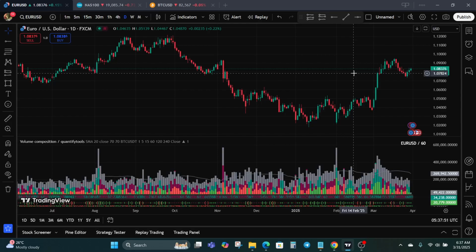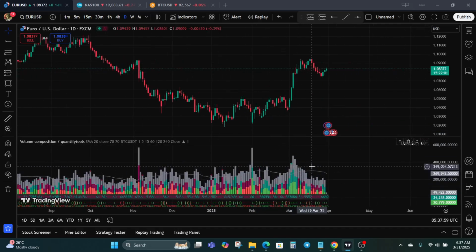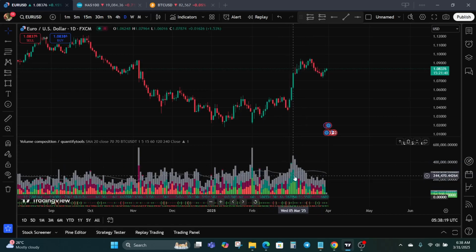When price moves are backed by strong volume, they are far more likely to be sustainable. So the volume composition indicator helps you separate real momentum from market noise, so you don't fall for fake signals. Now, how does the volume composition indicator help traders? Unlike standard volume bars, this indicator analyzes the composition of volume to highlight strong buying or selling pressure.